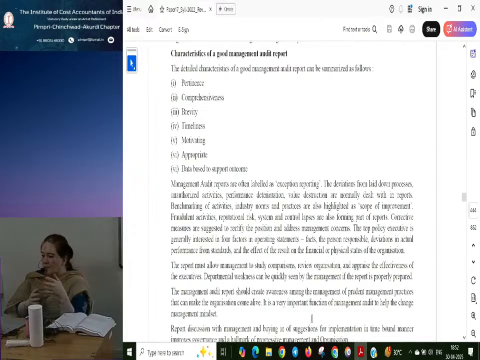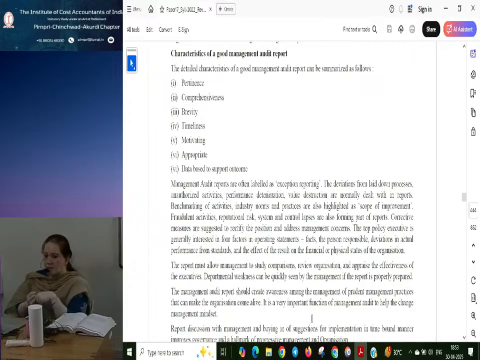The top policy executive is generally interested in 4 factors in operating statements. What are those 4 factors? First one is the facts, that is, your conclusion or your suggestion should be based on facts and data. Second, the person responsible, and third, the deviation in actual performance from the standards. If the deviation is expressed in a measurable quantity, it is much easier for the management to understand how far the deviation has occurred. And the effect of the result: not just the deviation, but the impact needs to be explained.